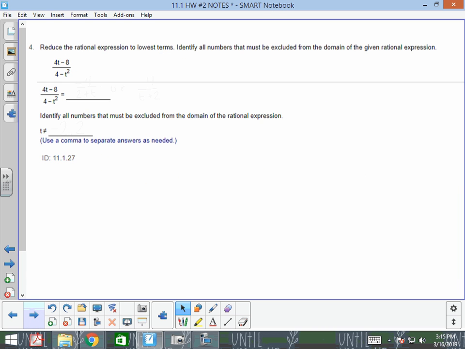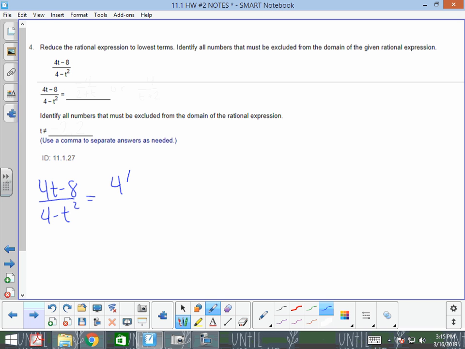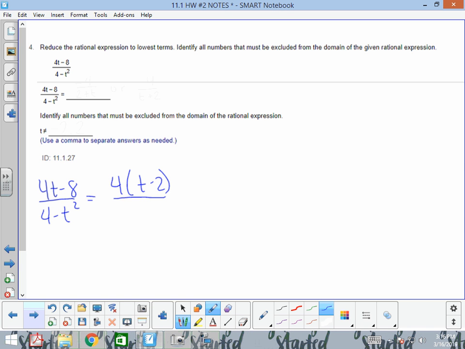Okay. All right, number 4, another one where we're going to look at some opposite factors. First, I'm going to take the numerator and factor out the greatest common factor, which is 4. The denominator, I'm going to factor that. This is a binomial, but doesn't have a greatest common factor. Instead, it's a difference of 2 squares. 4 is a perfect square, t squared is a perfect square because it has an even exponent, and we have a minus sign. So this is 2 minus t, 2 plus t.